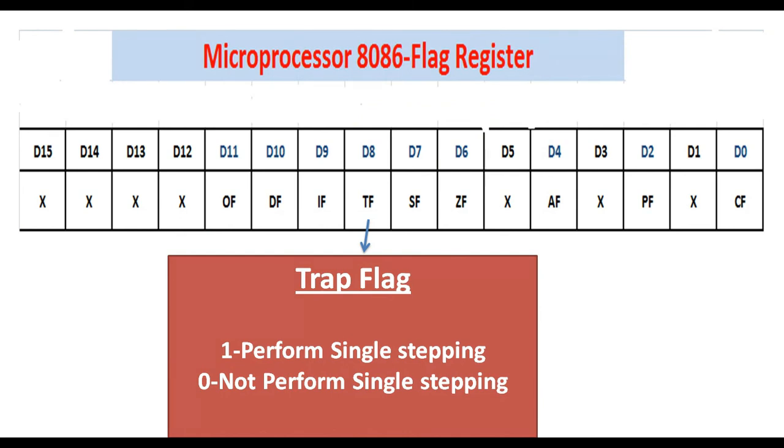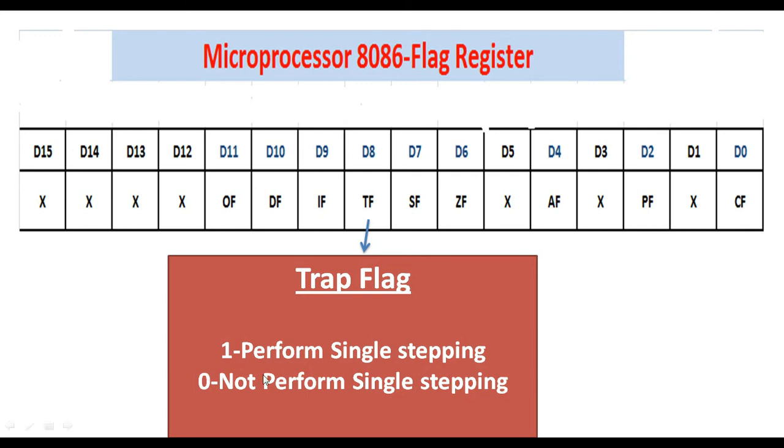Control flags control the operation of the execution unit. In the control flags, the first flag is the trap flag. It is used for single step control and allows the user to execute one instruction at a time for debugging. If it is set, then the program can be run in single step mode, otherwise it does not perform single stepping.